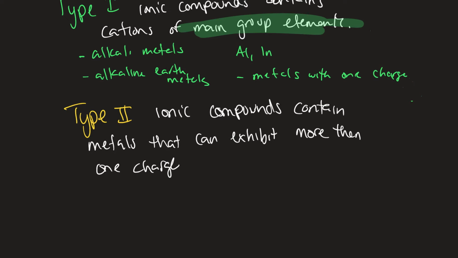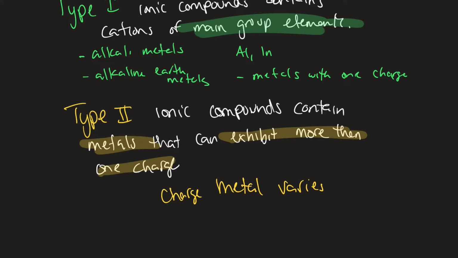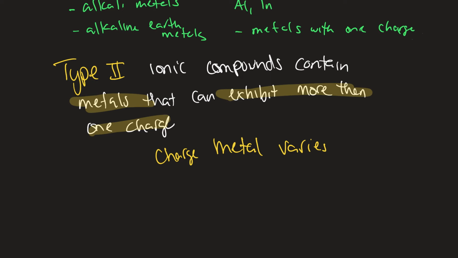Now let's talk about type 2 ionic compounds. Type 2 ionic compounds consist of metals that exhibit more than one charge. In other words, the charges of these metals vary. We talked about this in previous videos. For example, copper could be a +1 or copper could be a +2. So the possible charges vary from one metal to the next.